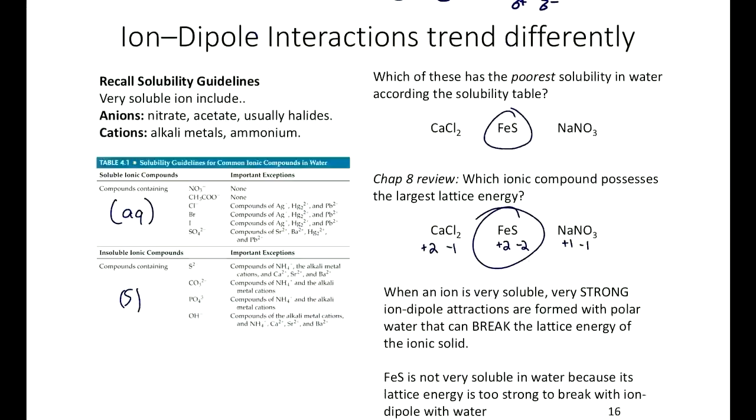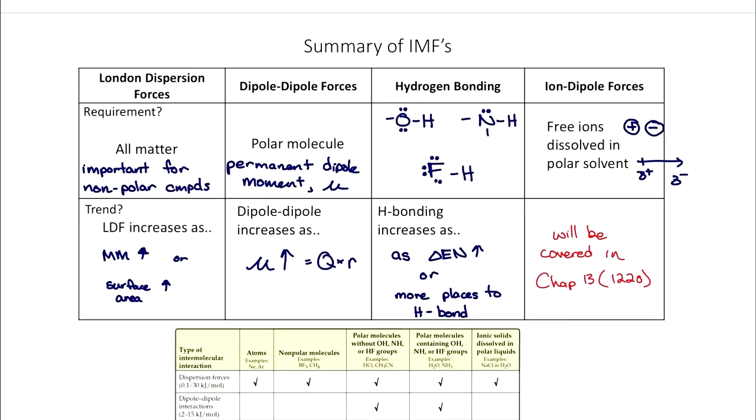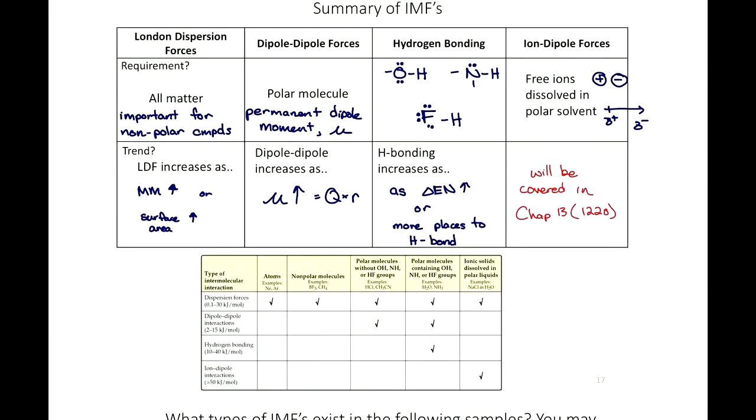Okay, so let's put it all together and talk about all of the different IMFs that we discussed. London dispersion, dipole-dipole, hydrogen bonding, and ion dipole, right? And here's the different criteria for all of these, and the requirements and the trends for all of them. London dispersion, all matter has London dispersion, but it's most important in nonpolar compounds, right? The trend is with molar mass, and then sometimes surface area, if molar masses are similar.